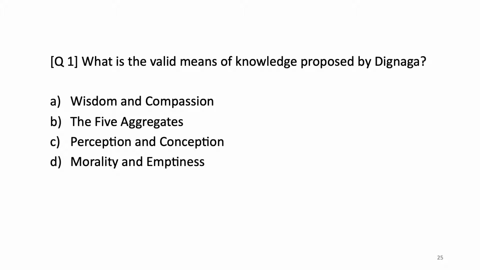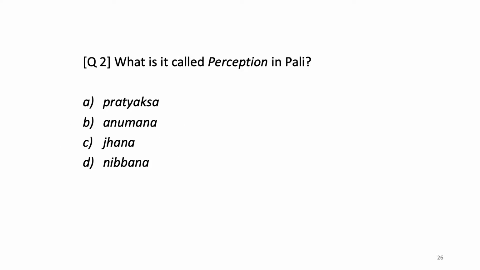Let's solve the question first. What is the valid means of knowledge proposed by Dignaga? This is the same question I gave you last week, but one more time. You learned two attributes to explain valid means of knowledge. What are those two valid forms of knowledge? So you can find the answer easily.